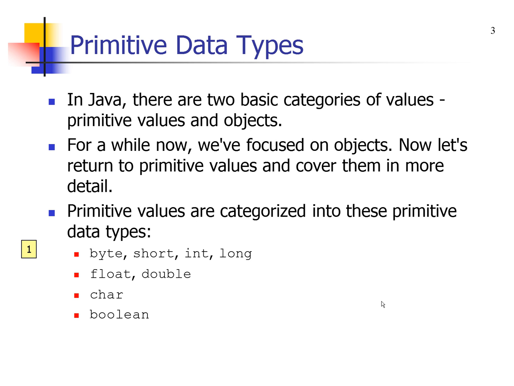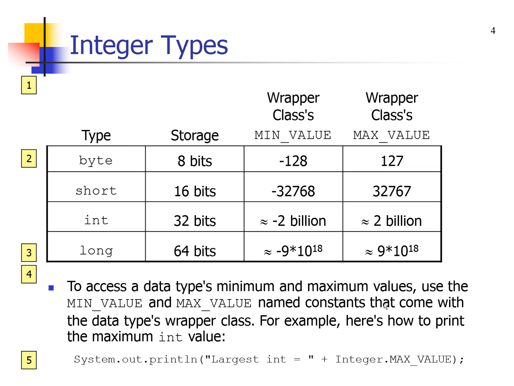Okay. Primitives are those built in, just regular data types. Byte, short, int, long, float, double, char, boolean, stuff like that. These hold just one specific thing. An integer holds an integer. Okay. Now, let's talk about integers.